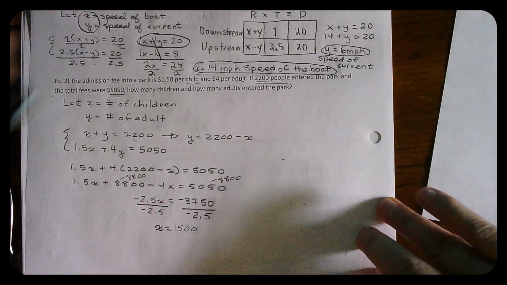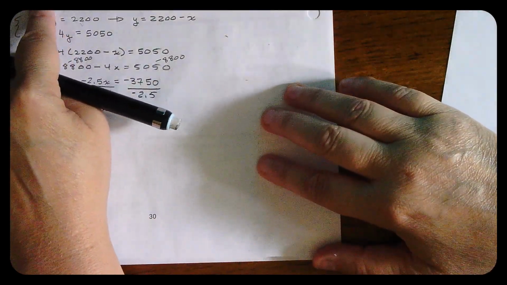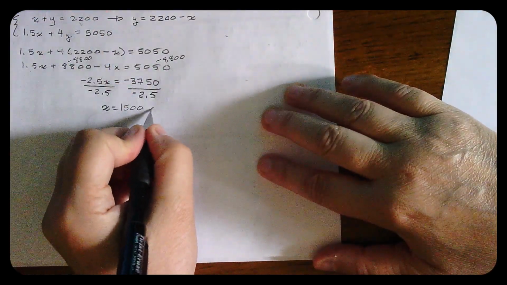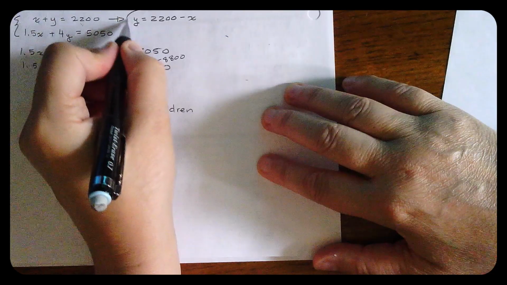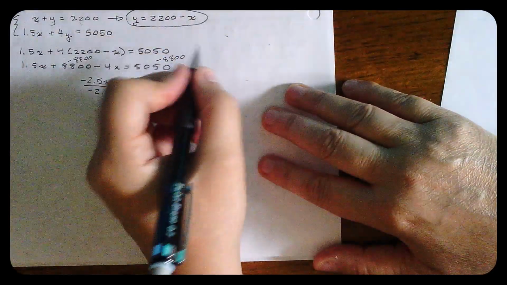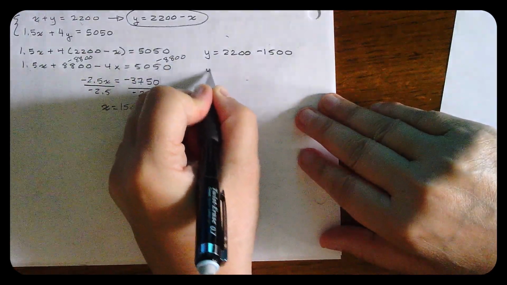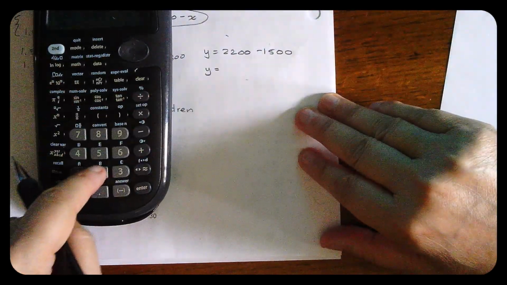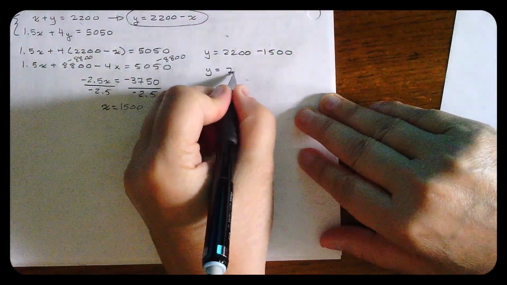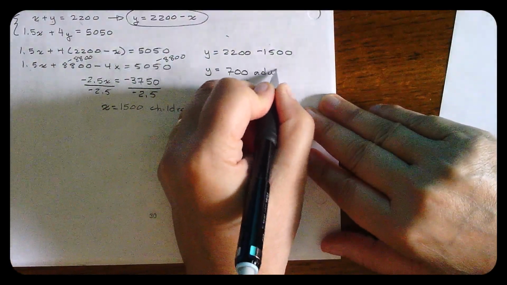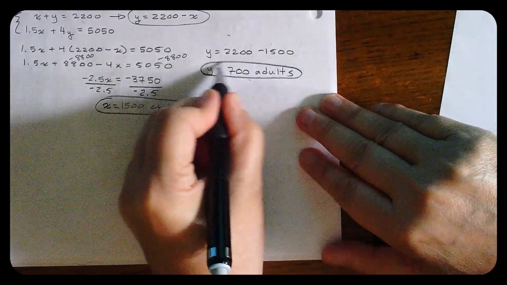So again, you want to make sure that you give me units. So you got to look at the Math English Dictionary. X is number of children, so there's 1500 children. And then we have to go find y. The best place to find y is where y is already by itself. So y equals 2200 minus 1500. And so y equals 700, and y is number of adults. So 700 adults and 1500 children. Okay, so that's just a couple of word problems there for you.